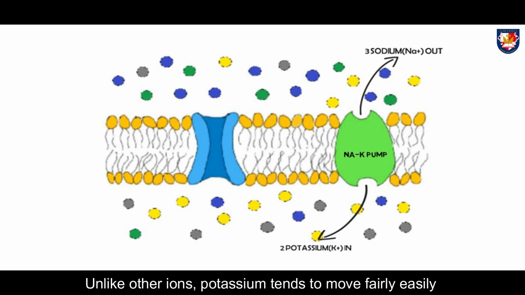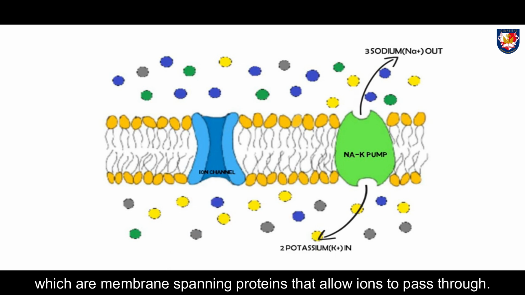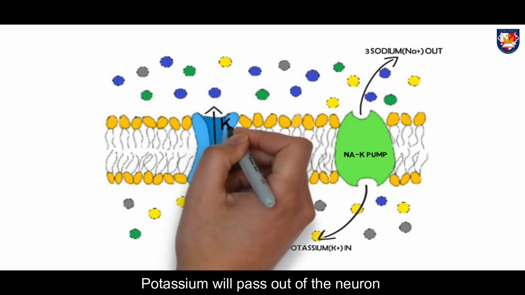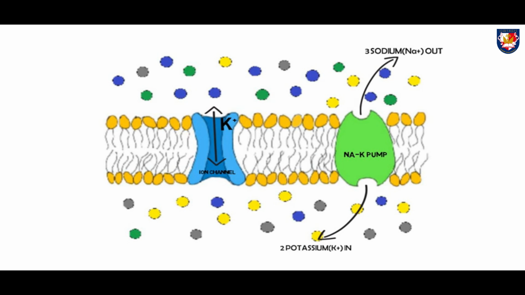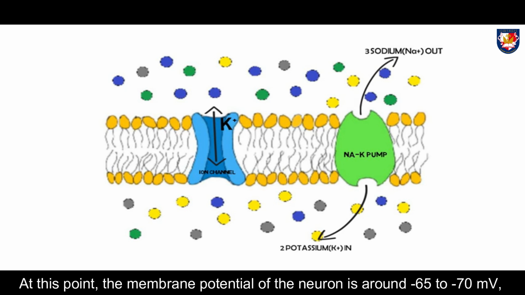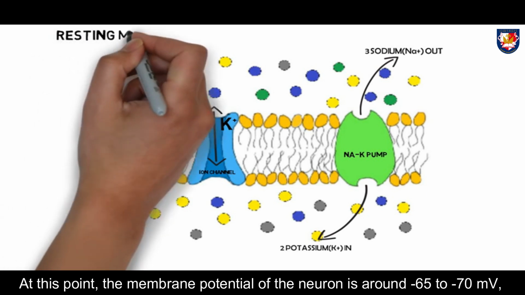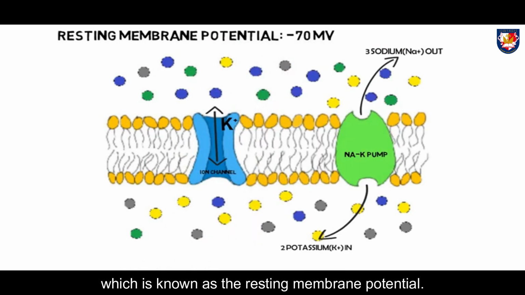Unlike other ions, potassium tends to move fairly easily across the cell membrane through ion channels, which are membrane-spanning proteins that allow ions to pass through. Potassium will pass out of the neuron until it reaches the point where it is at equilibrium, when forces like diffusion aren't pushing it in one direction or the other. At this point, the membrane potential of the neuron is around negative 65 to negative 70 millivolts, which is known as the resting membrane potential.